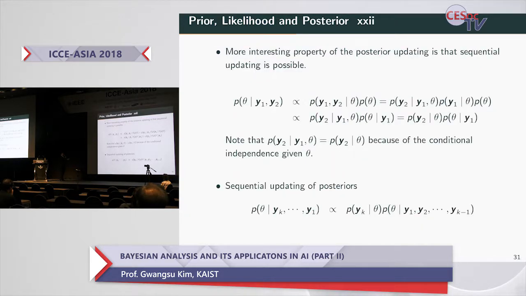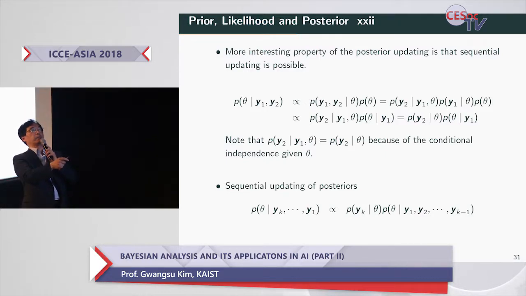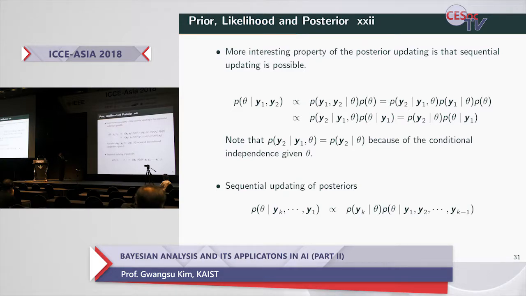And the more interesting property of the posterior updating is that sequential updating is possible. If we consider the posterior of theta given y1 and y2, by rewriting this posterior, we can show that it is proportional to this term. It is the likelihood function based on y2 only. And what is this? It is the posterior given y1.